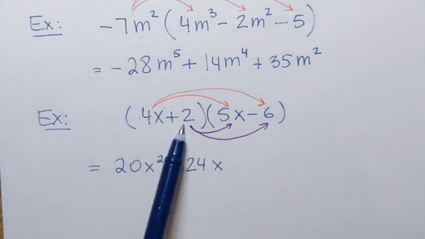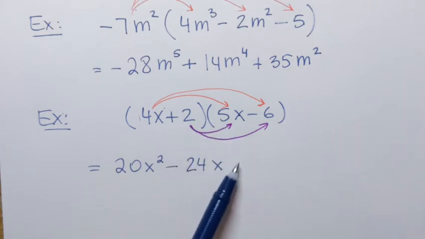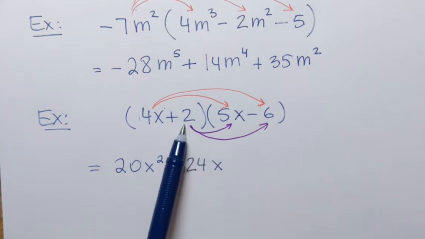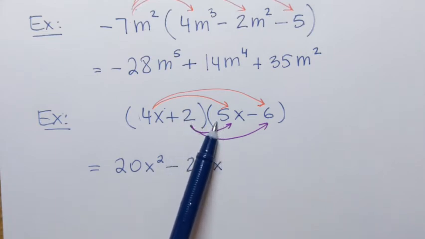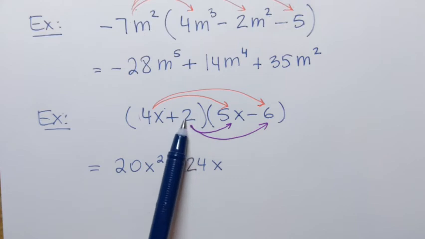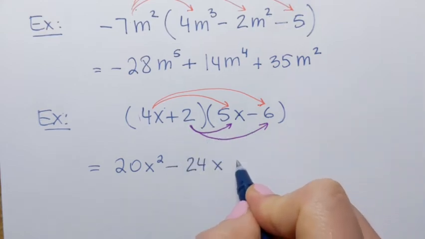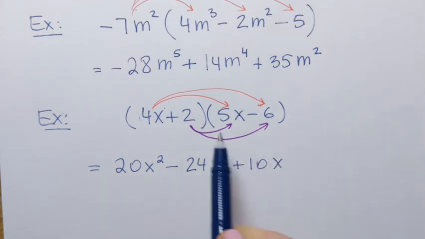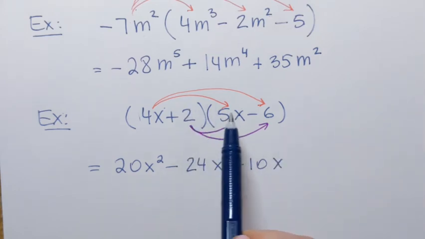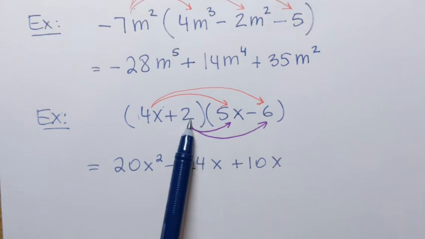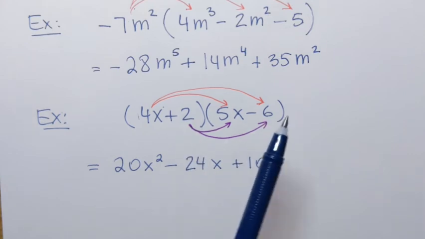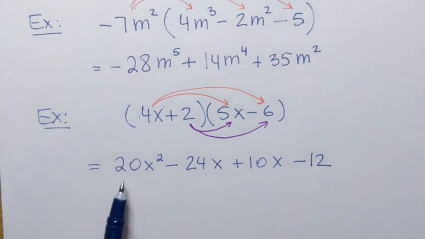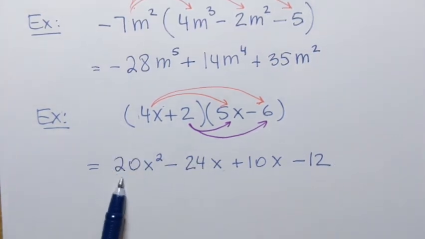And now we have to move to 2 and distribute that as well and continue writing the results. So 2 times positive 5x. 2 times 5 is 10. Since it's positive, it's plus 10. And then x. I didn't have anything to multiply x by in this case, right? And then finally, positive 2 times negative 6. That's negative 12.